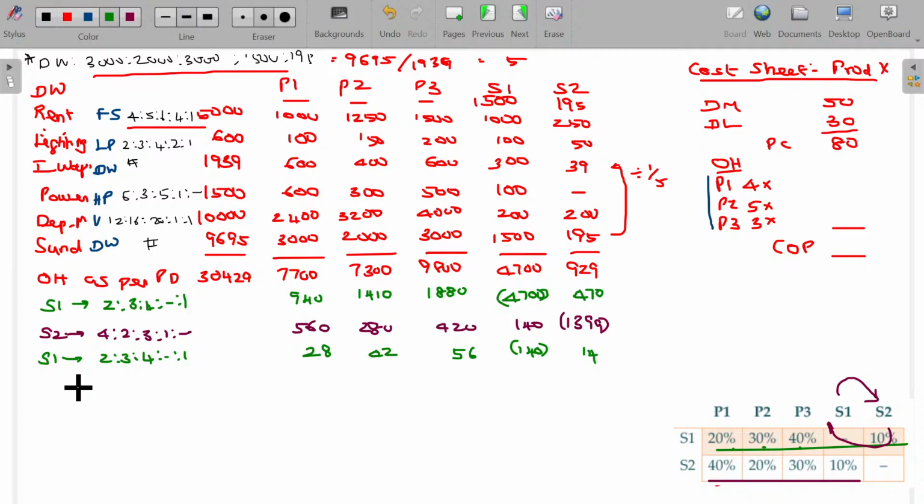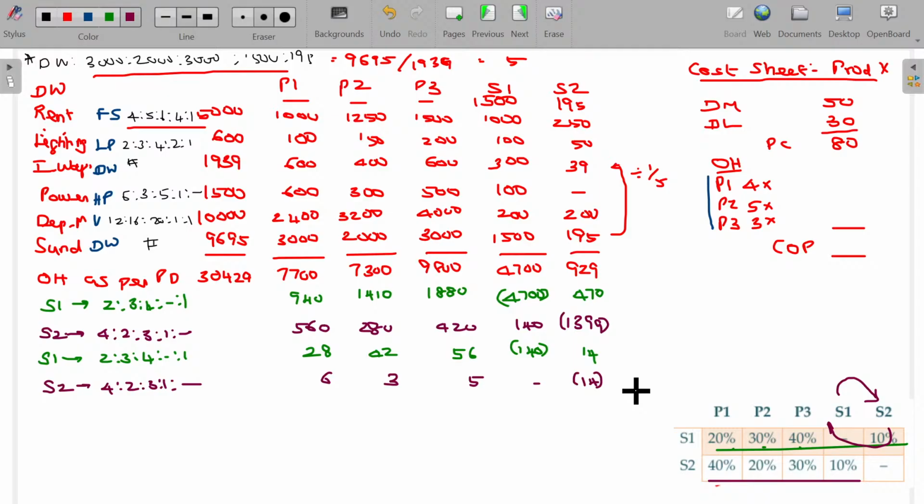Again, now what happens? S2 got the value. Again, you have to redistribute S2 values to the other departments. In what ratio? Already we know that ratio, 4:2:3:1. Subtract the 14 here and distribute to the other departments. What value are you getting? I think 6 rupees, 3 rupees, 5 rupees and dash. One share may be 1.4. Single digit number, don't go beyond that.